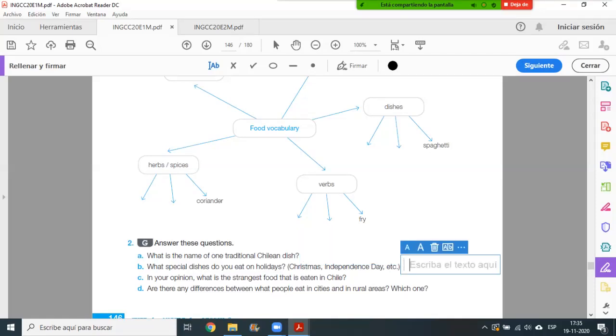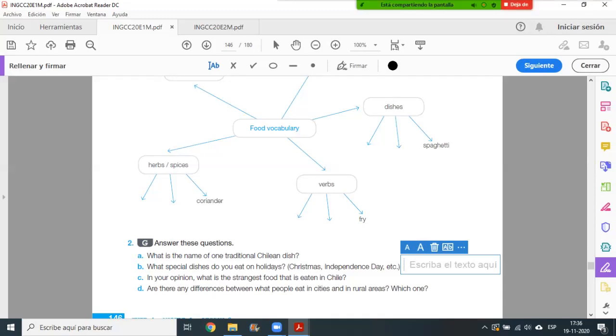So, what special dishes do you eat on holidays? Christmas, Independence Day, maybe your birthday. ¿Qué platos especiales tú comes en épocas especiales como Navidad, el Día de Independencia, que sería el 18 de septiembre? ¿Qué platos tradicionales se comen aquí en Chile?